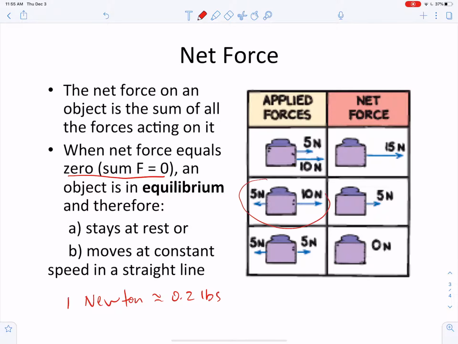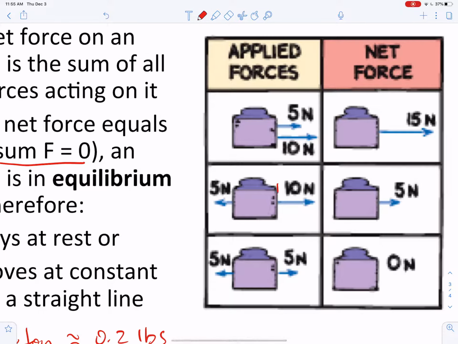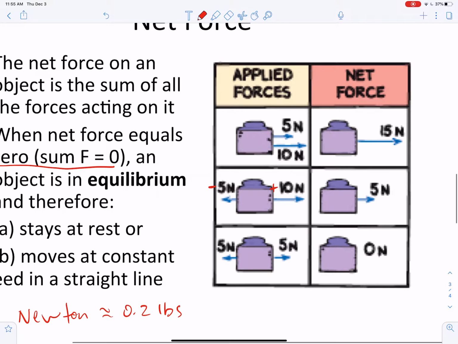Well, what if you have 10 newtons to the right and 5 newtons to the left? Well, this one you could think of as positive 10. This one you could think of as negative 5. And so when you add them up, 10 plus negative 5 is positive 5. So those forces could be replaced by a single force of 5 newtons to the right.